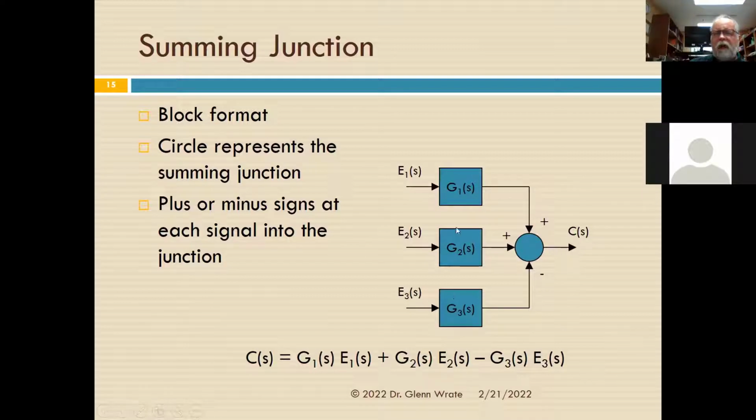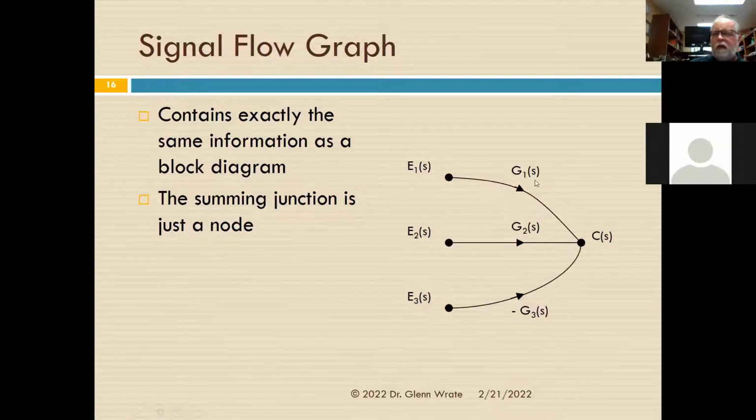So that's, again, the block diagram representation. If we want to represent it in a signal flow graph, same thing. We have E1 times G1 going into C of S, E2 times G2 going into C of S. And then instead of putting a summing junction here with a minus sign, we just have a minus on the gain.